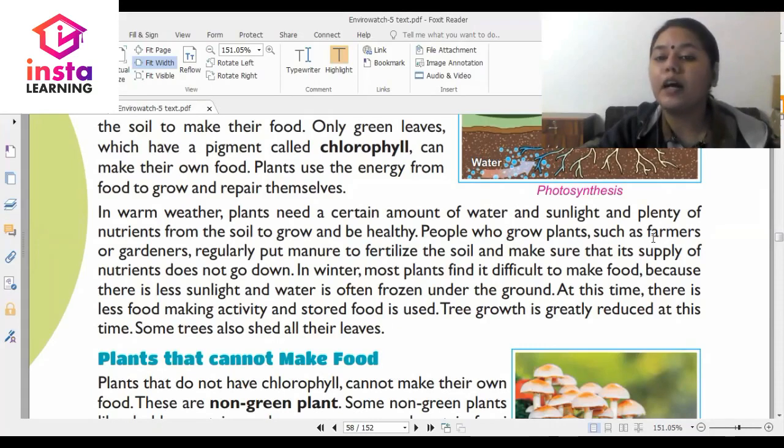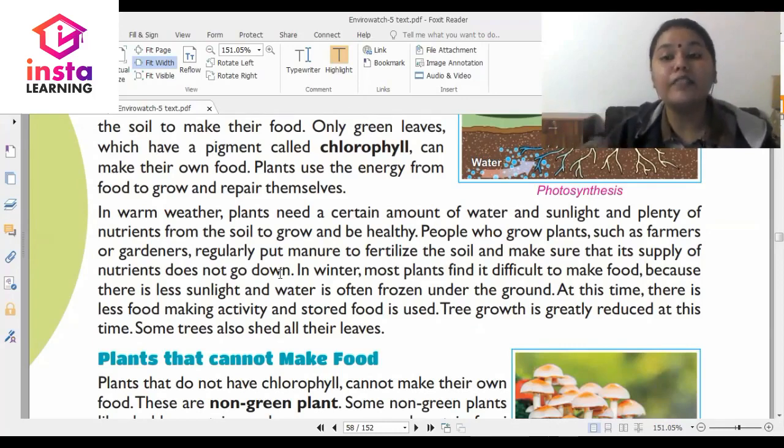People who grow plants, such as farmers and gardeners, regularly put manure to fertilize the soil and make sure that its supply of nutrients does not go down. So it is like you eat different kinds of food on a daily basis to keep yourself healthy. So maybe you drink milk, maybe you consume things like poha or maybe oats. Why do you do that?